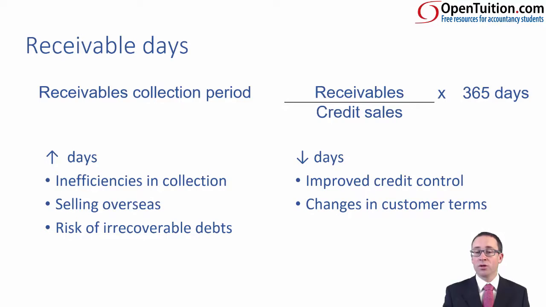Other one could be that you've changed your customer terms. Maybe you've offered prompt payment discounts, and therefore the customers have decided to pay quicker. And if they pay quicker, it reduces receivable days. But don't forget there, your discounts allowed will go up, which increases expenses and reduces profitability.